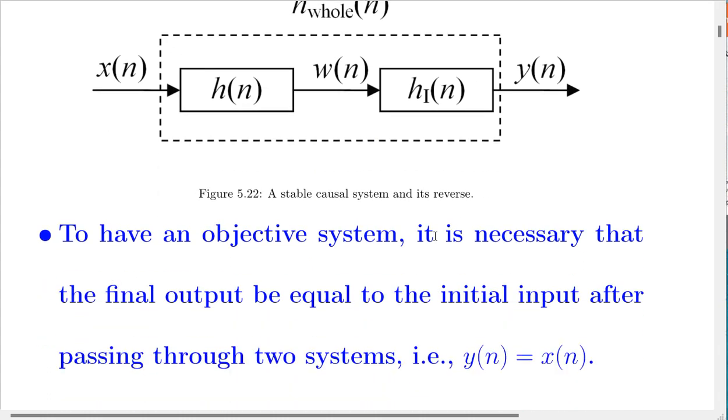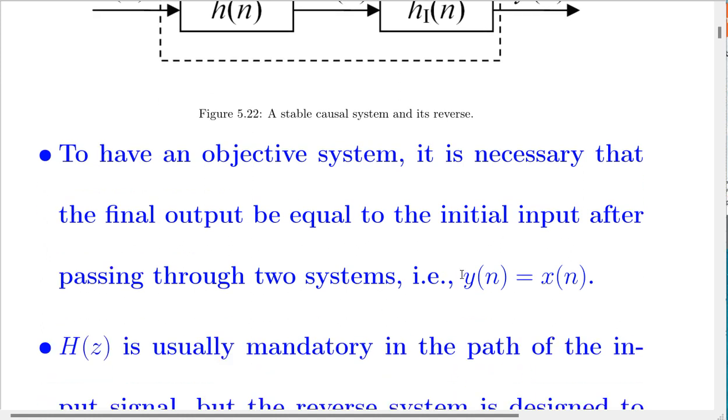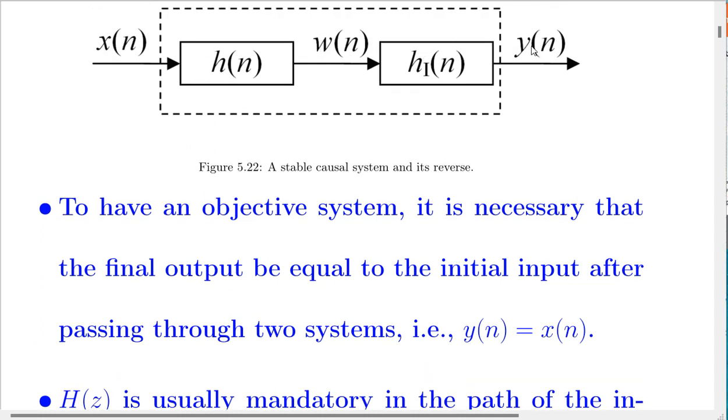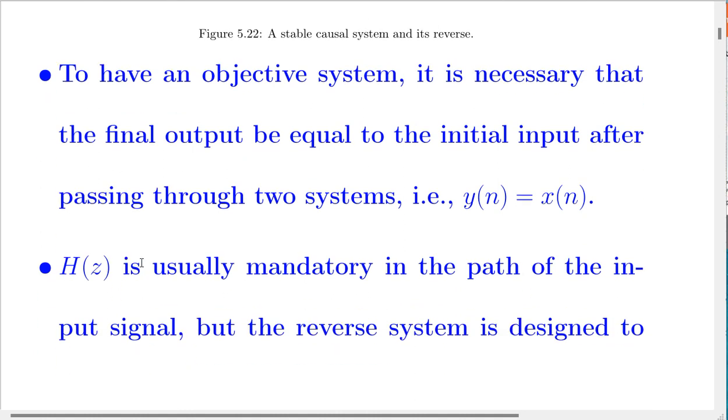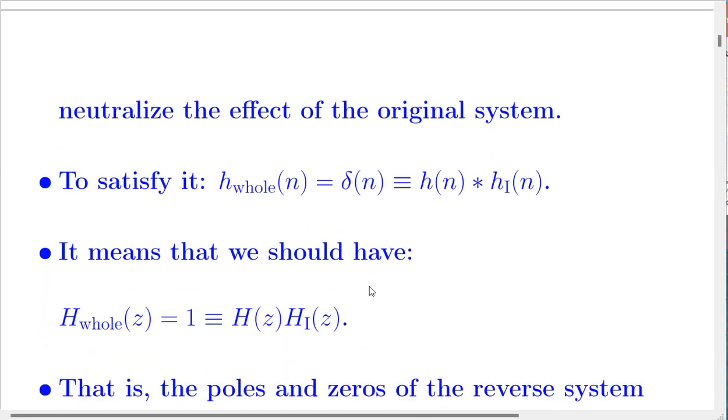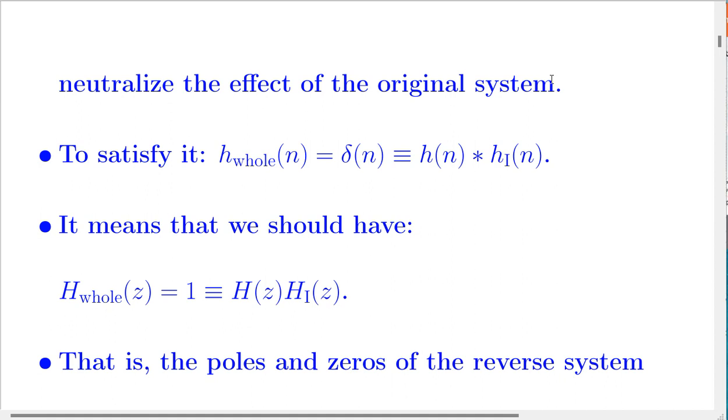To have an objective system, it's necessary that the final output be equal to the initial input after passing through two systems. That is, y of n is equal to x of n. Y of n is the output and x of n is the input. H of z is usually mandatory in the path of the input signal, but the inverse system is designed to neutralize the effect of the original system.